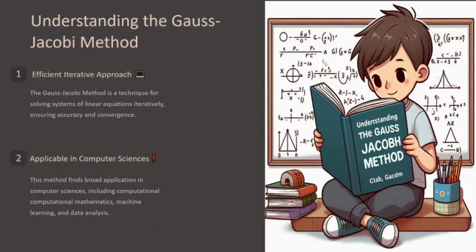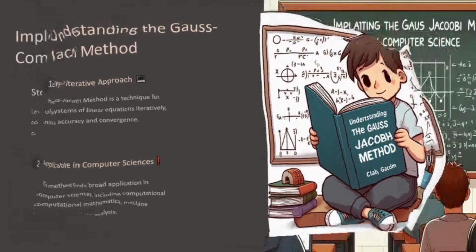First of all, we'll see the understanding of the Gauss Jacobi method. It is an efficient iterative approach. The Gauss Jacobi method is a technique for solving systems of linear equations iteratively and ensuring the accuracy and convergence. And secondly, it is applicable in computer sciences. This method finds broad application in computer sciences, computational mathematics, machine learning, and data analysis. Now, moving towards the next slide.